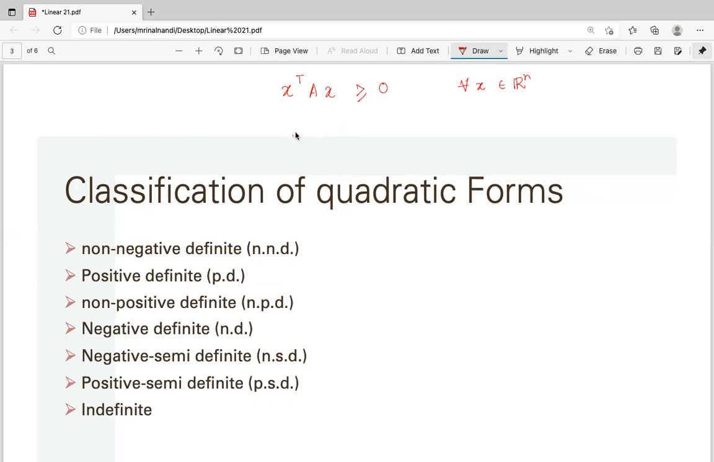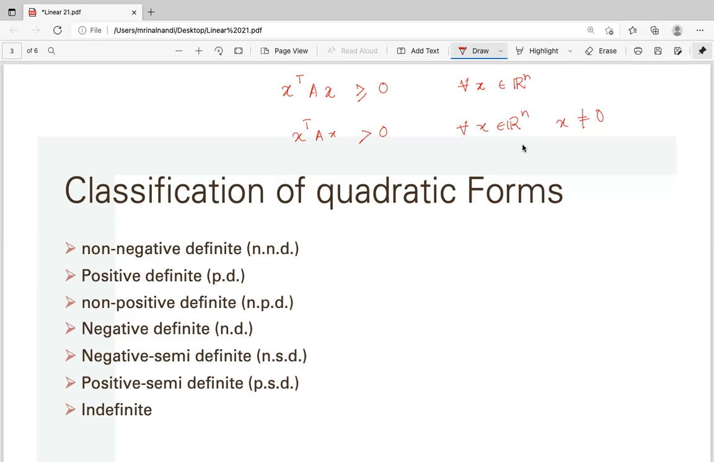What is positive definite? Positive definite is this: x transpose Ax is strictly greater than 0 for all x in Rn. But you can't take x as 0 now, so x not equal to 0. You can write x not equal to 0 here, but it is not important; you may or may not write it. If you write this or you don't write this, it is equivalent, because x is 0 means x transpose Ax is 0. But for strictly greater than, you should write x not equal to 0.